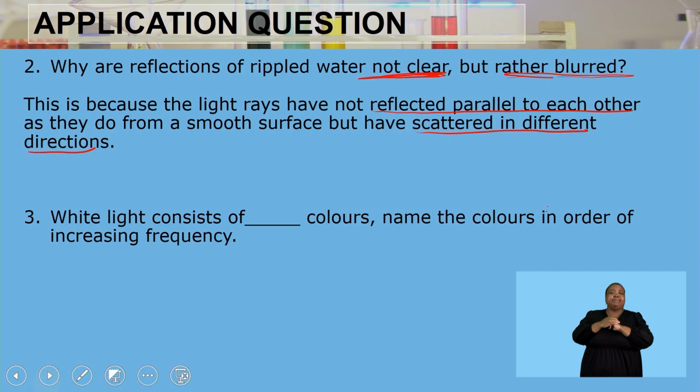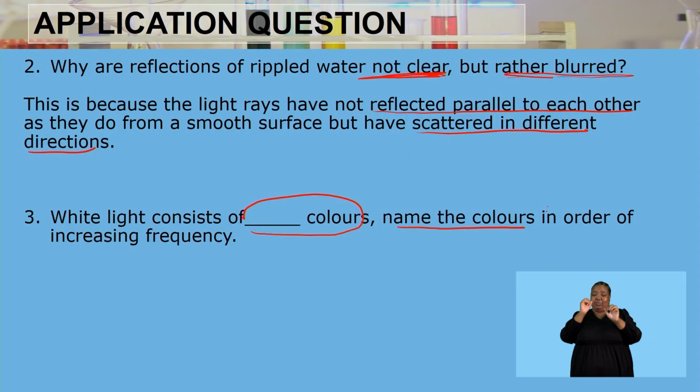So our next question is saying that white light consists of a certain number of colors, and we need to name the colors in order of increasing frequency. So the white light, remember, the sun gives off white light, and that white light is a combination of 7 different colors. So the answer to the first part of the question is 7 colors.